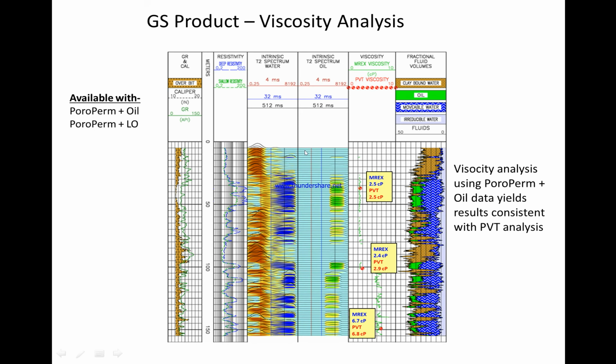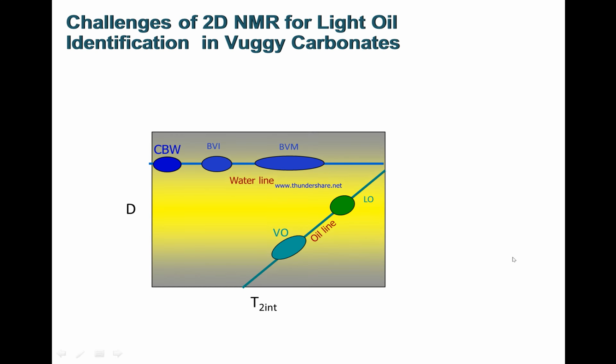One of the applications is to detect the viscosity from the NMR, and this example shows a very good match between the PVT analysis, which is the red points here, and the green real-time viscosity from the NMR. In this case we have a very good match between both.